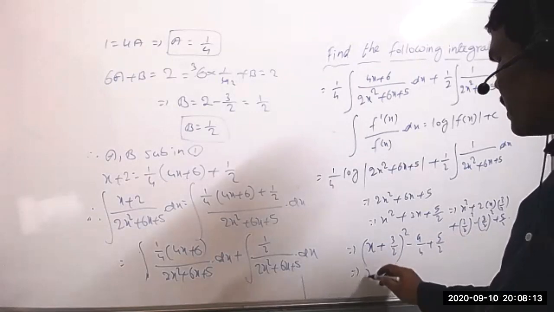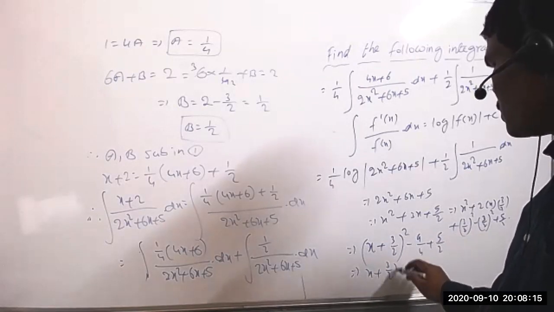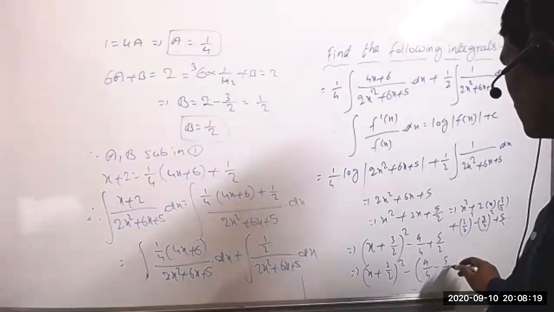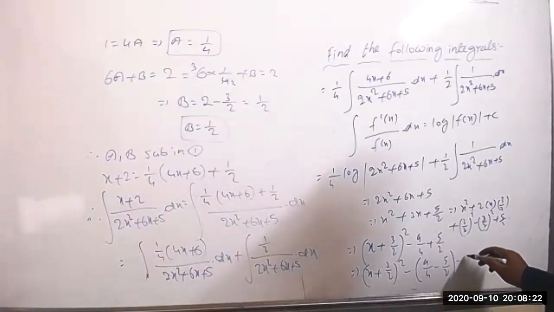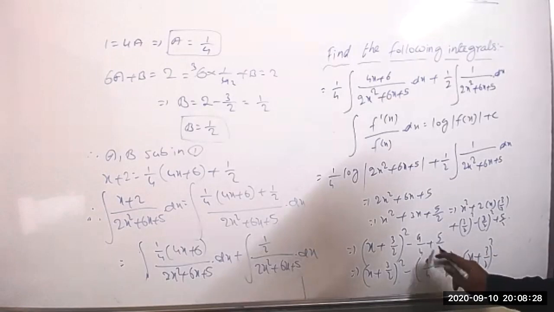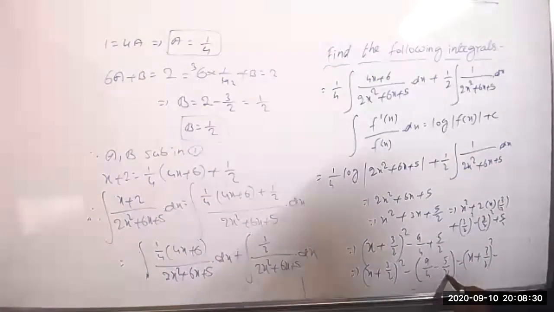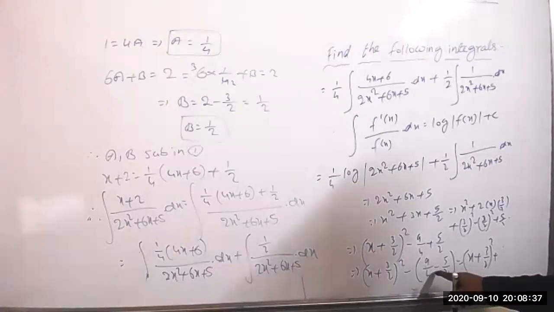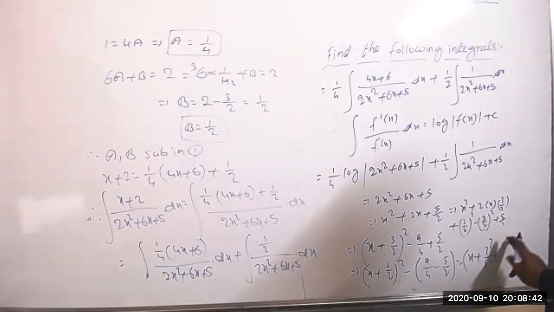So from this one you can take common now, x plus 3 by 2 whole square, taking minus common, this is the 9 by 4 minus 5 by 2. So you can write x plus 3 by 2 whole square, and 9 by 4 means clearly you can take 4 as the LCM here. So 9 minus 10, correct or not? 9 minus 10 equal to minus 1. So minus into minus, you can write now plus 1 by 2.